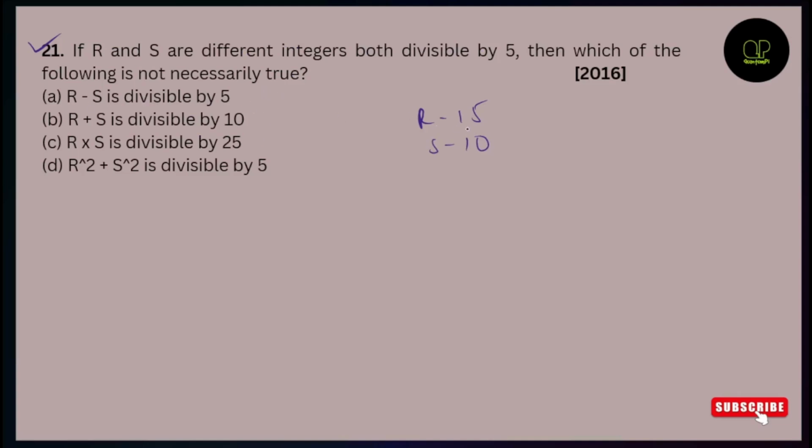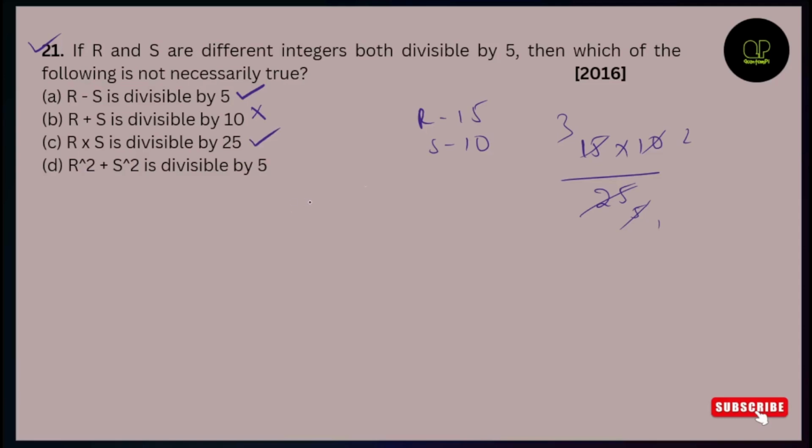R minus S: 15 minus 10 is divisible by 5? Yes. R plus S is divisible by 10? No, this is not happening. R into S: 15 into 10 is divisible by 25? Yes, because it is 5 threes, 5 twos, 5 times 5. This is also true.